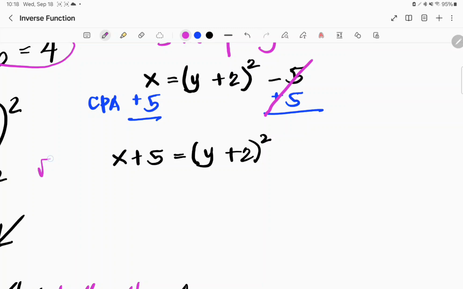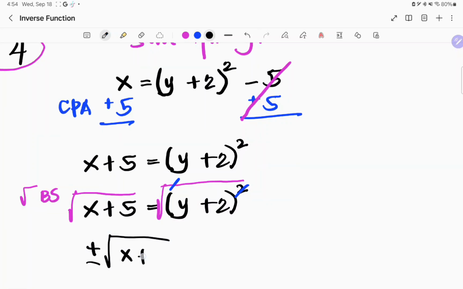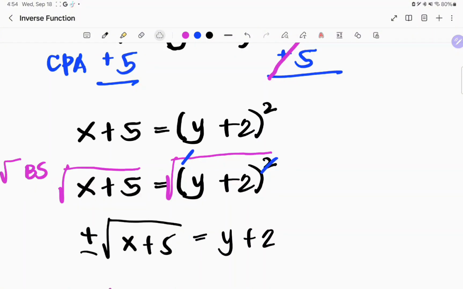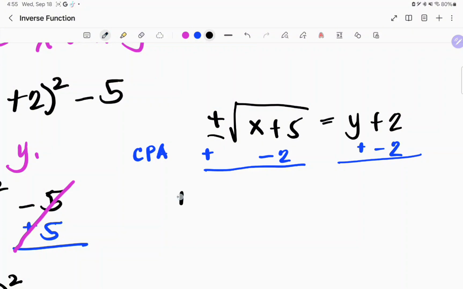So square root both sides. So this is to be cancelled out, square root and square. So our left side becomes plus or minus square root of x plus 5 equal to y plus 2. So as we isolate y, we have to add negative 2 to both sides of the equation. So that is the addition property of equality. So our left side will become plus or minus square root of x plus 5 minus 2, that is equal to y, since 2 plus negative 2 is 0.